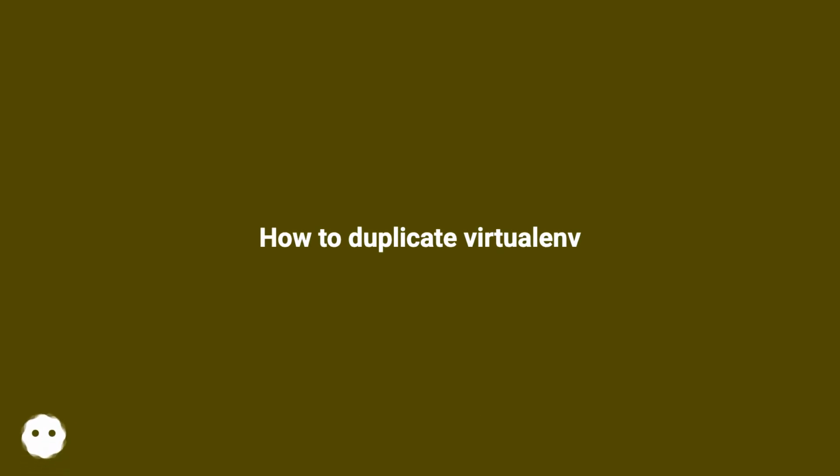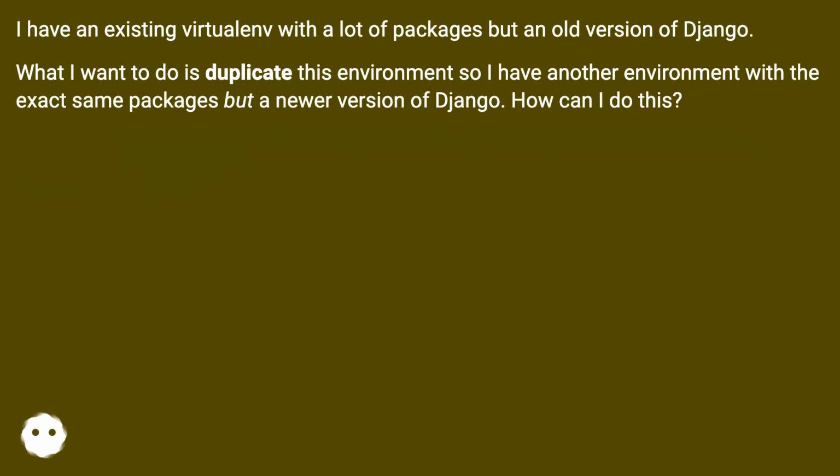How to duplicate Virtualenv. I have an existing Virtualenv with a lot of packages but an old version of Django. What I want to do is duplicate this environment so I have another environment with the exact same packages but a newer version of Django. How can I do this?